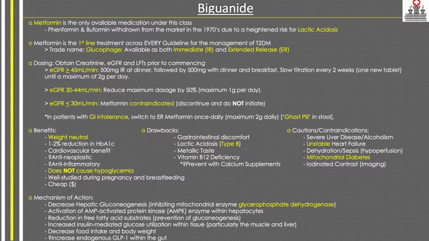As I said, it's the immediate release we typically start with, so we typically give 500 milligrams at dinner. This is followed by 500 milligrams at breakfast, and there's a slow titration. Roughly every 2 weeks, a new tablet is added until we get to that maximum dosage.